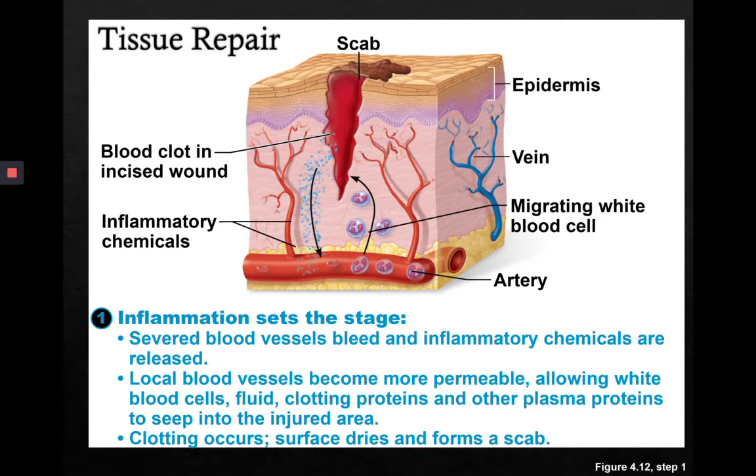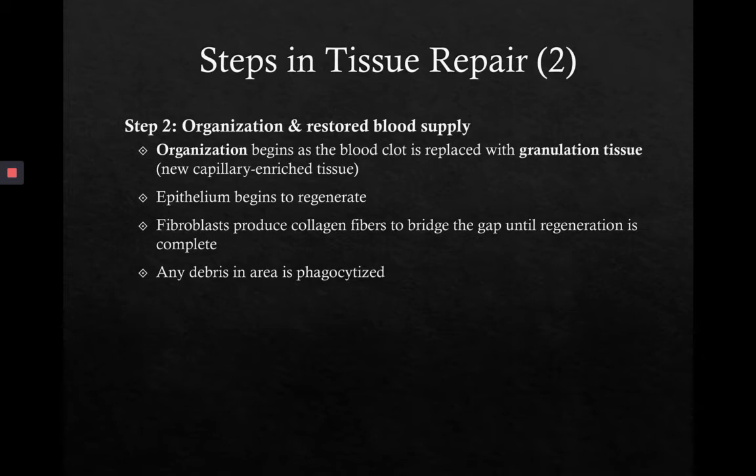So this is what's occurring initially, the inflammation that's setting the stage. We have a cut that started to scab over, blood clotting is occurring, inflammatory chemicals have been released, they cause vasodilation and increased vascular permeability, so things leave the blood and can move into tissue. So great first step. Step 2 is organization. So inflammation first, organization second. So you have to call all the stuff to the area during the inflammation stage. Now we're going to organize it.